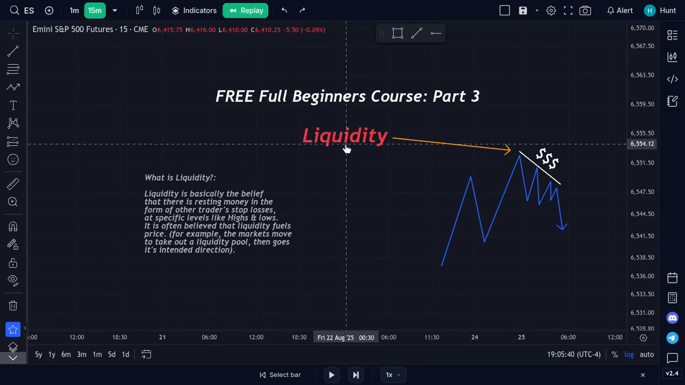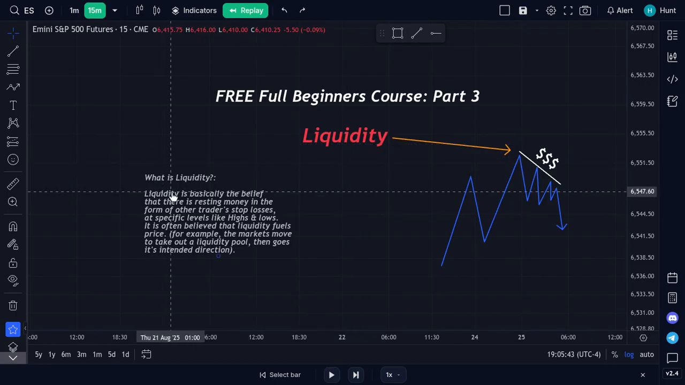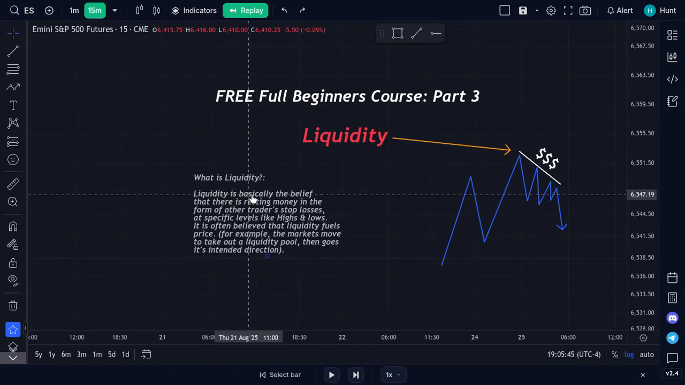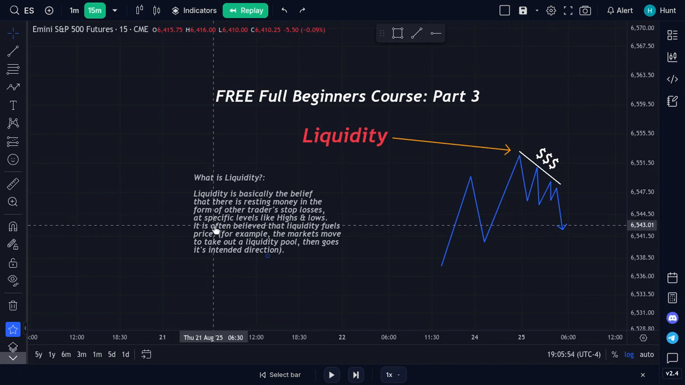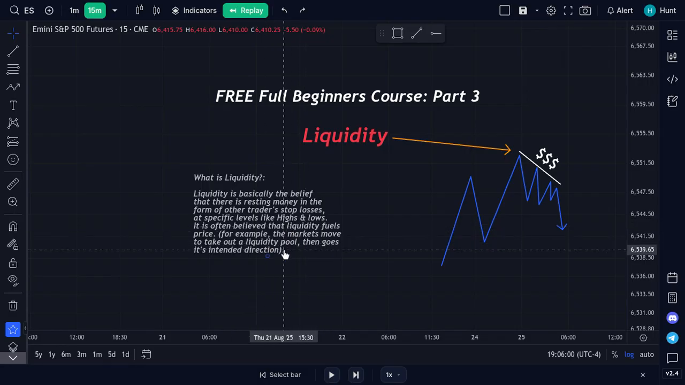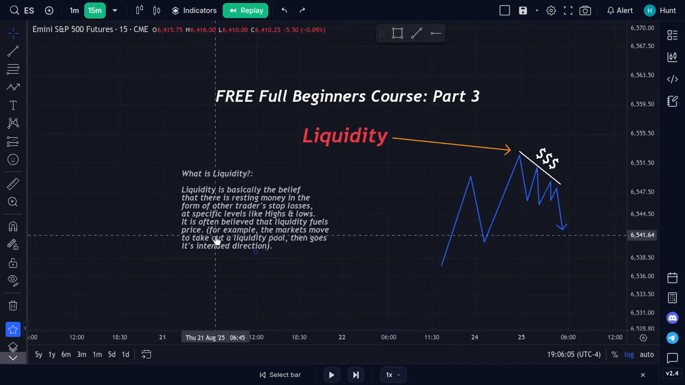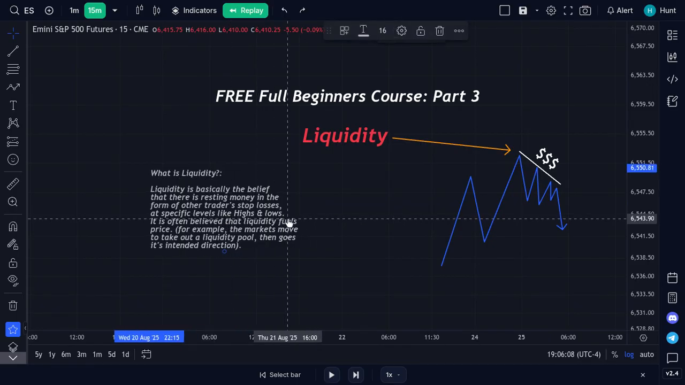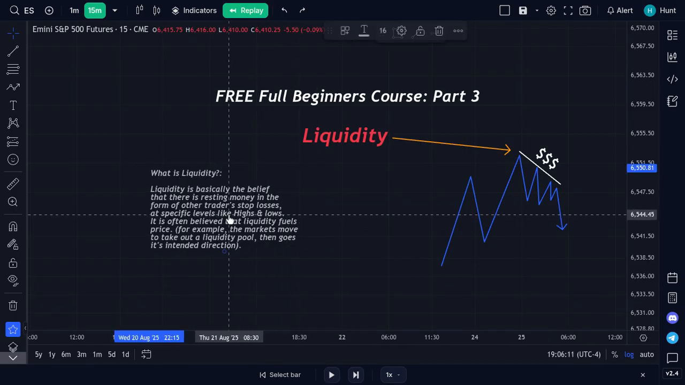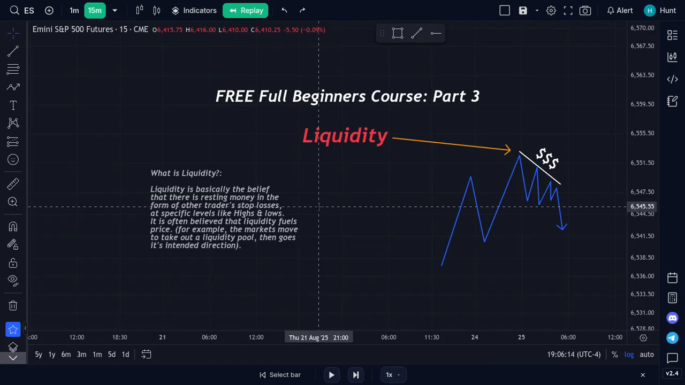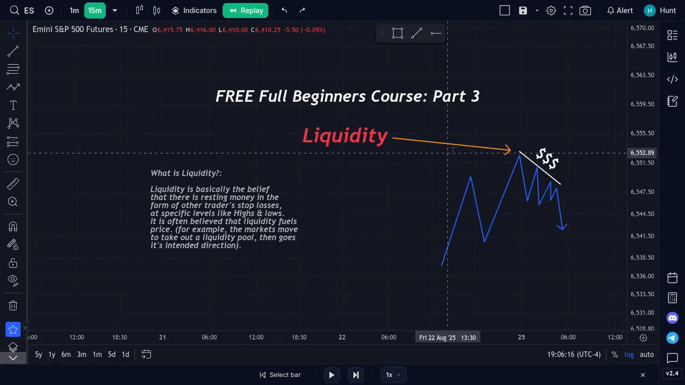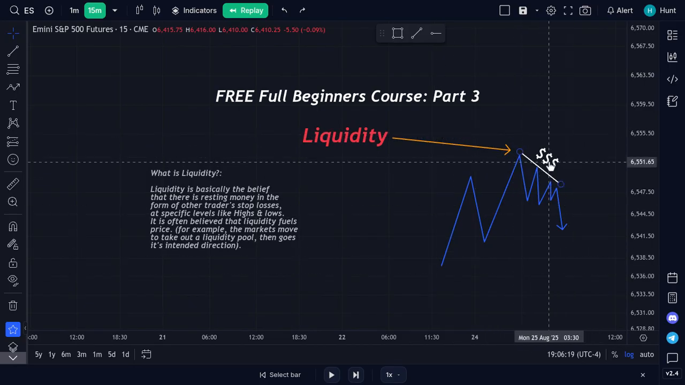This is liquidity. So first off, what is liquidity? Liquidity is basically the belief that there is resting money in the form of other traders' stop losses. This is at specific levels like highs and lows. It is often believed that liquidity fuels price. So for example, the markets move to take out a liquidity pool, which means it's going its intended direction. Now, whether this is true or not, this is just a common belief. People believe the markets move based off of people's stop losses. It may not, and it may. However, this is what liquidity is. And as you can see, this arrow right here is pointing to a form of liquidity.